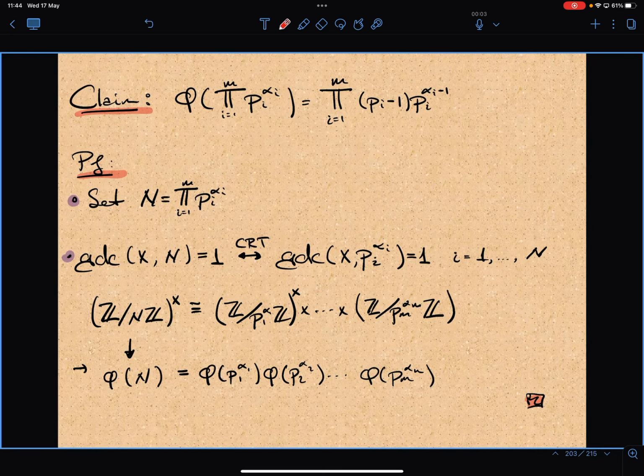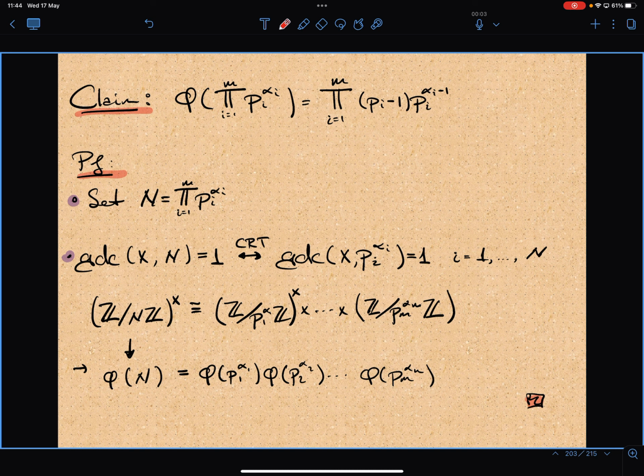And in general, this is the claim: if you have phi of n with this prime decomposition, then phi is going to be equal to this product. Potentially what you could do is use this inclusion-exclusion theorem and just keep splitting it up into different sets. But the Chinese remainder theorem gives us a more straightforward proof.